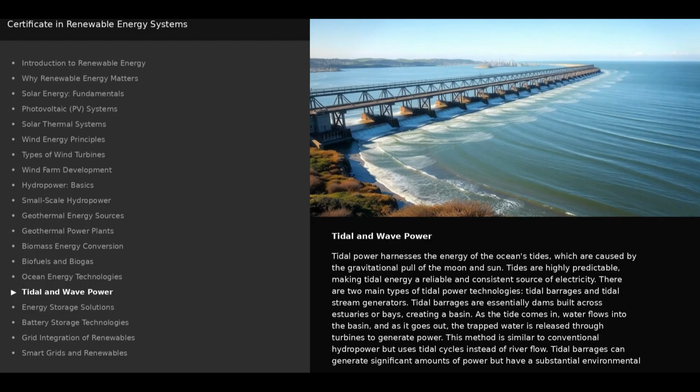Tidal barrages are essentially dams built across estuaries or bays, creating a basin. As the tide comes in, water flows into the basin, and as it goes out, the trapped water is released through turbines to generate power. This method is similar to conventional hydropower, but uses tidal cycles instead of river flow. Tidal barrages can generate significant amounts of power, but have a substantial environmental footprint.